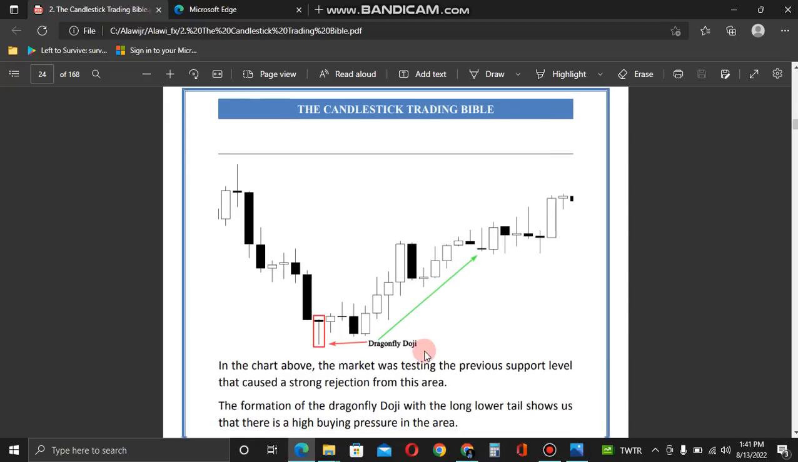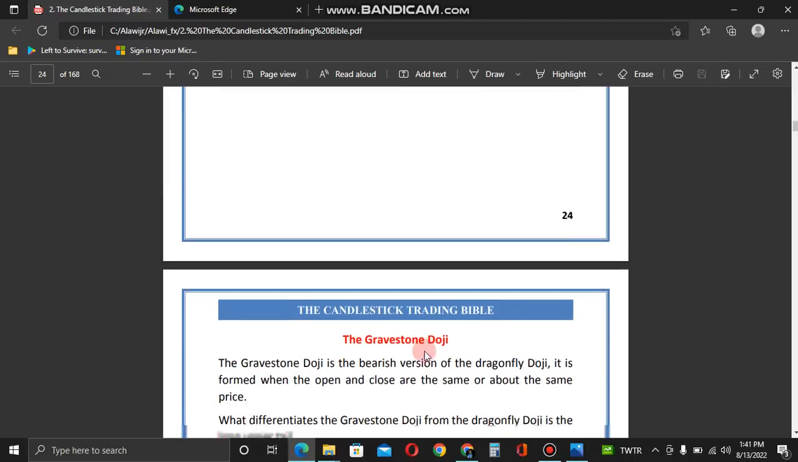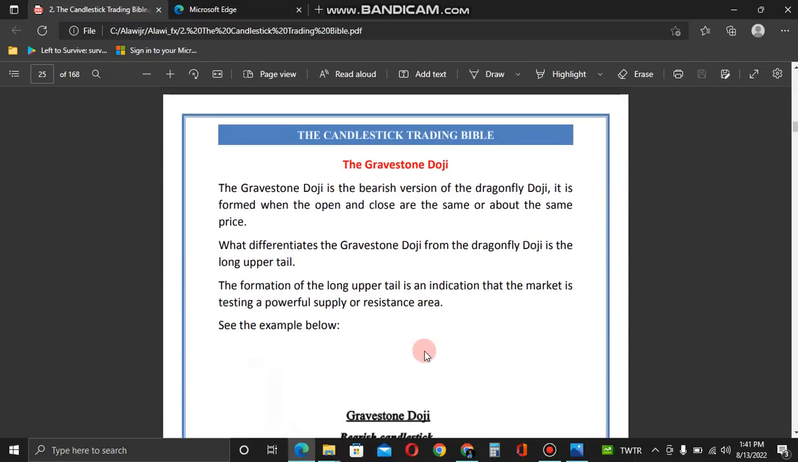So getting on to another candlestick chart, it's a dragonfly doji. Sorry, it's a gravestone doji. So a gravestone doji is the vice versa of a dragonfly doji. So this is a bearish version of the dragonfly doji. It's formed when the open and the close are at the same or about the same price.